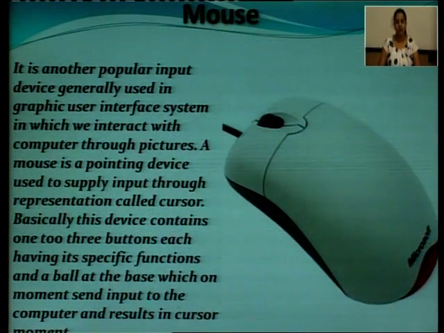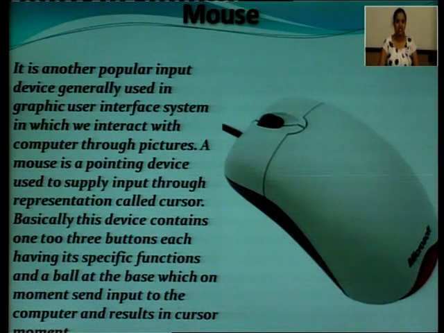Then we all know, we all see, we all are using in our day-to-day life is the mouse. Mouse is another popular input device generally used in the graphical user interface system in which we interact with the computer through pictures. It is the pointing device. Everything which is given on the screen, you just click on that and that becomes your input. A mouse is a pointing device used to supply input through a representation called cursor.